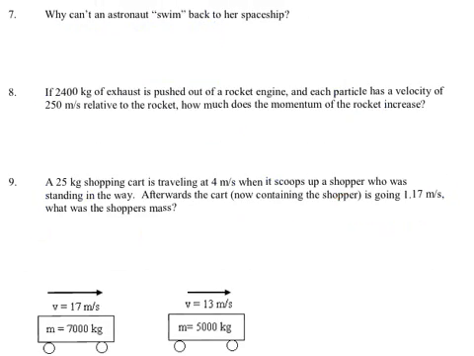Welcome to the back side of your homework. Why can't an astronaut swim back to her spaceship? Well, there's different ways you could answer this. One way you could say is there's no outside force. You could say that if she pushes on nothing, nothing pushes on her.